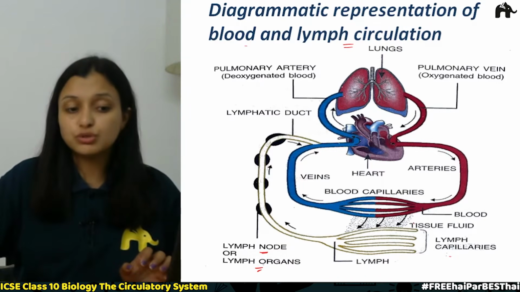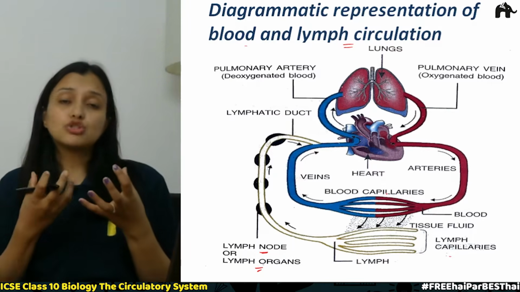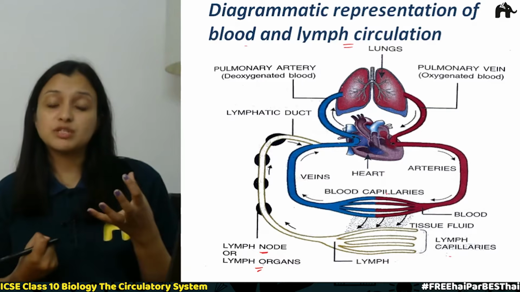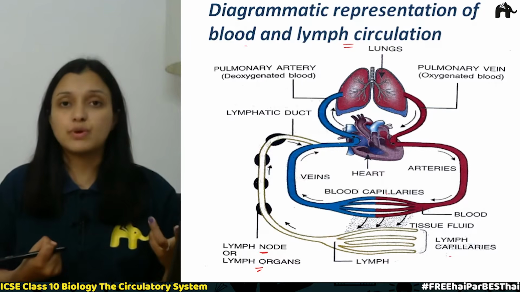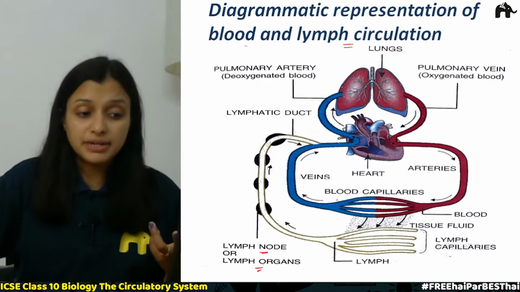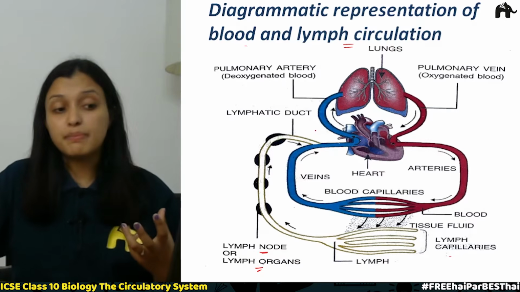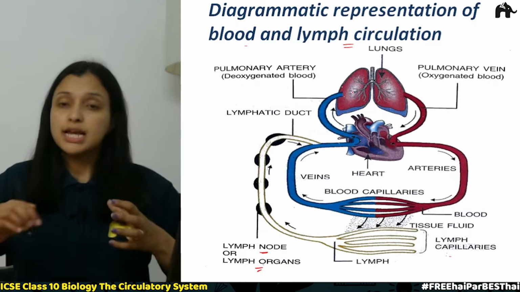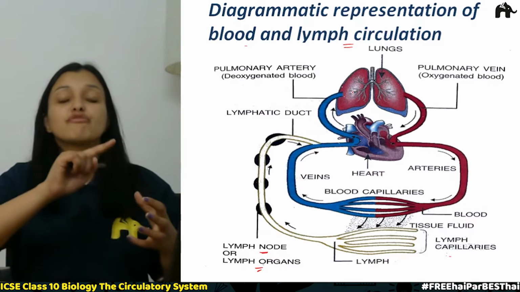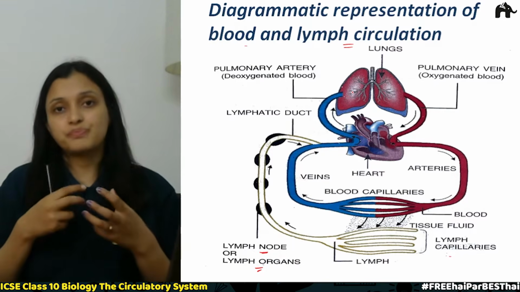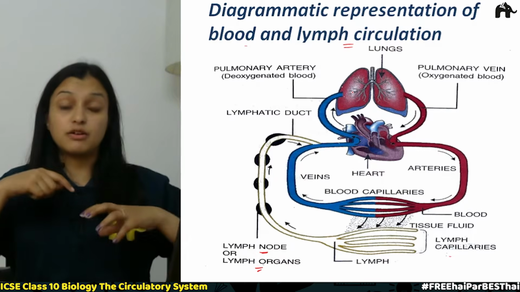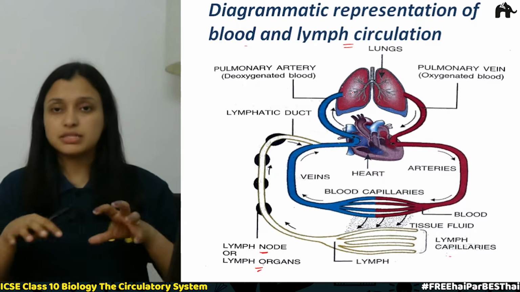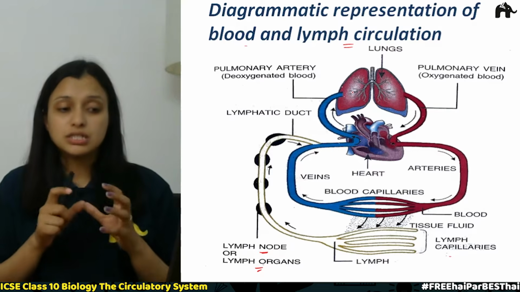From the heart, it goes to the different parts of the body, and in different parts of the body, this oxygen gets used up in respiration and carbon dioxide is given out. Right? Now the carbon dioxide is given back to the heart. From the heart it goes back to our lungs, right? So this is a complete circulation of blood inside our circulatory system, from the heart to blood vessels and then back to the lungs, right? This is how it happens.